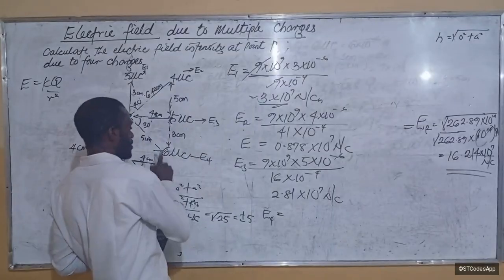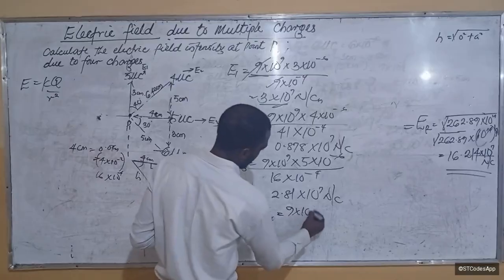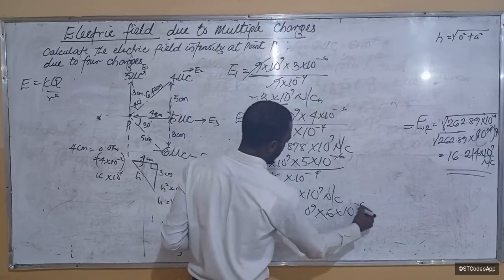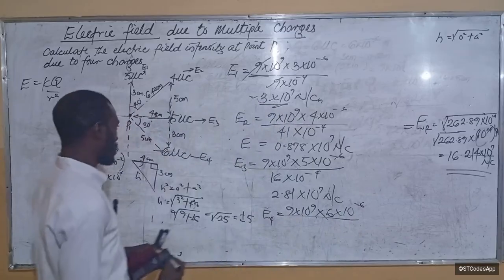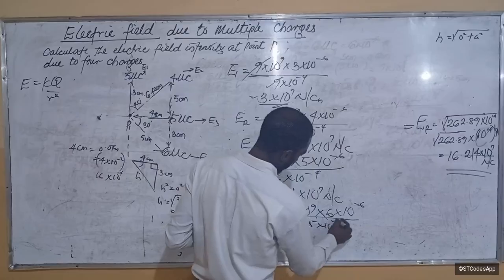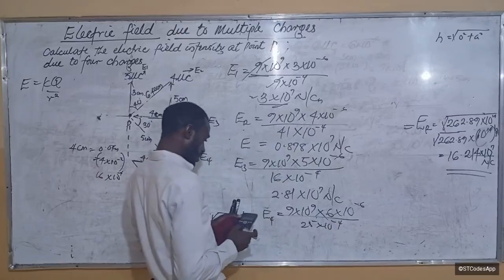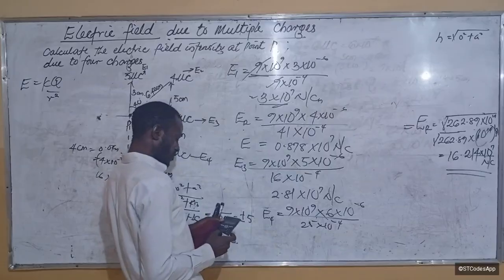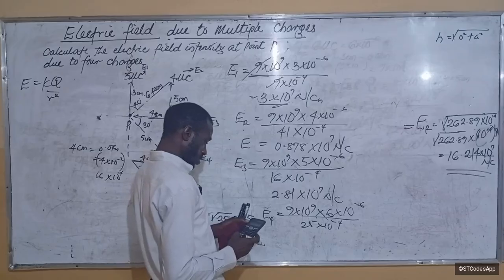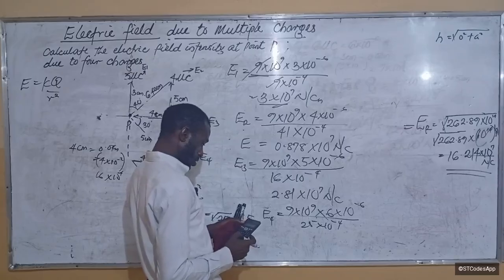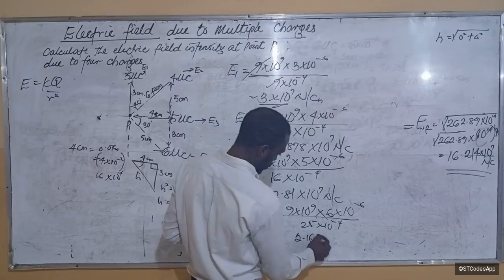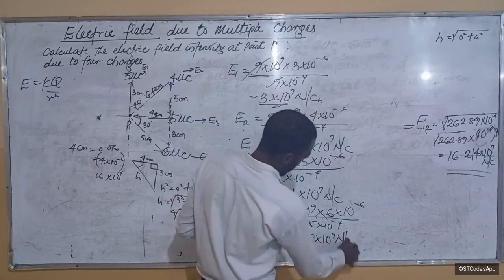What is E4? That's this guy. 9 times 10 raised to the power 9 times 6 times 10 raised to the power minus 6 over r squared. What's the distance of separation? 5. So that gives you 25 times 10 raised to the power minus 4. 9 times 6, 54, right? 54 divided by 25 gives you 2.16. 2.16 times 10 raised to the power 7 again, Newton per coulomb.